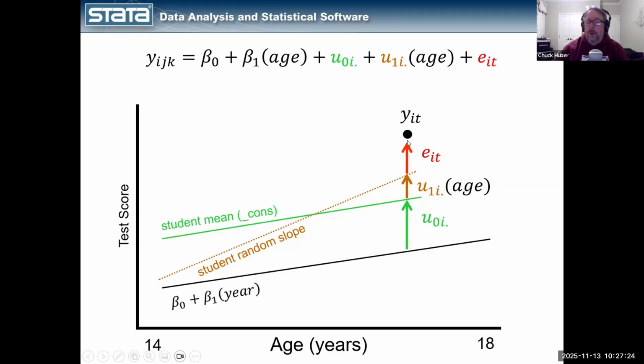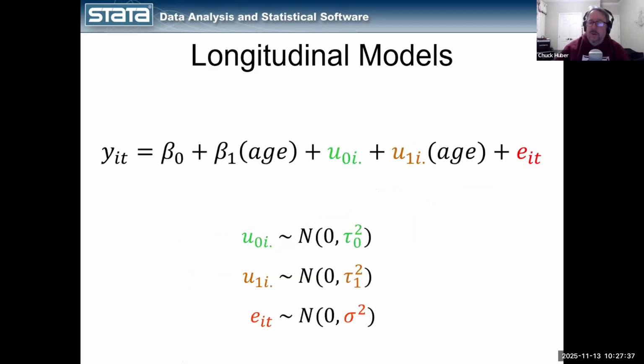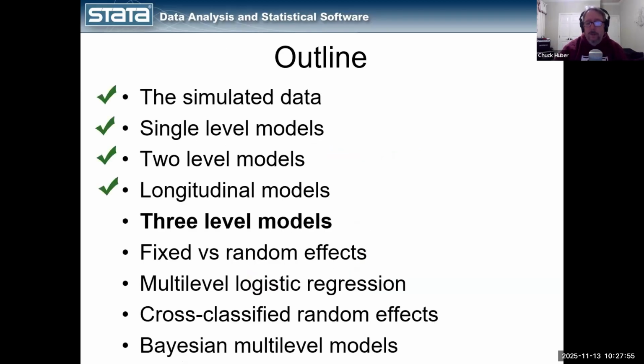Okay. And then the red line, EIT, that's just the deviation from the individual observation from that unique regression line for each person. Okay. So that's kind of the concept. Now our model's looking kind of bigger and more complex, but we're still going to make the same assumptions. We're going to assume that each of those error terms is normally distributed with a mean of 0, and we're going to estimate the variability of each of those error terms. And the software will do that for us later.